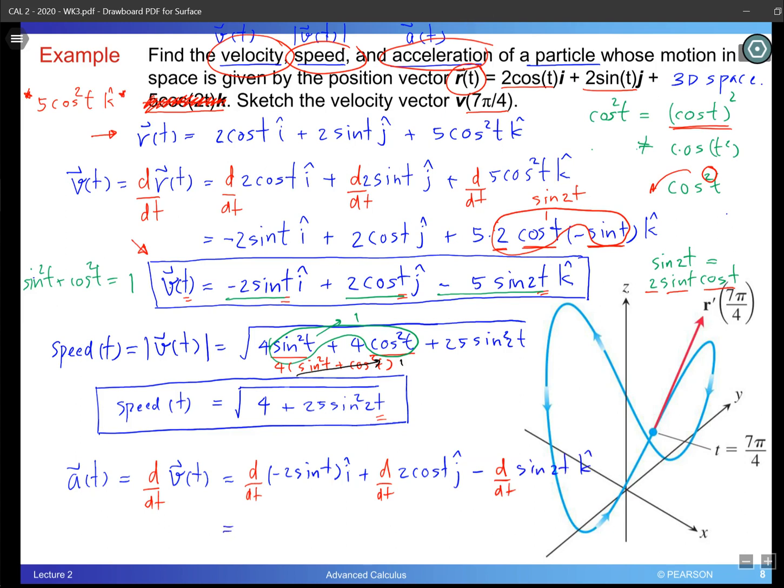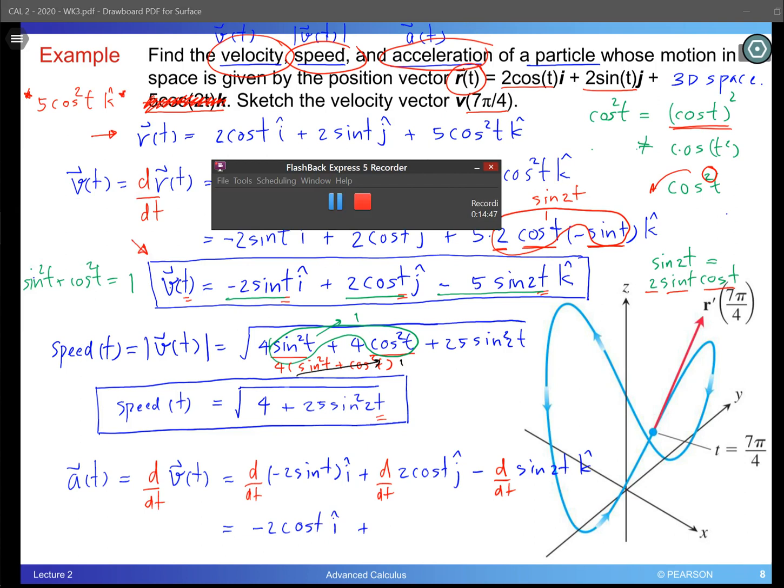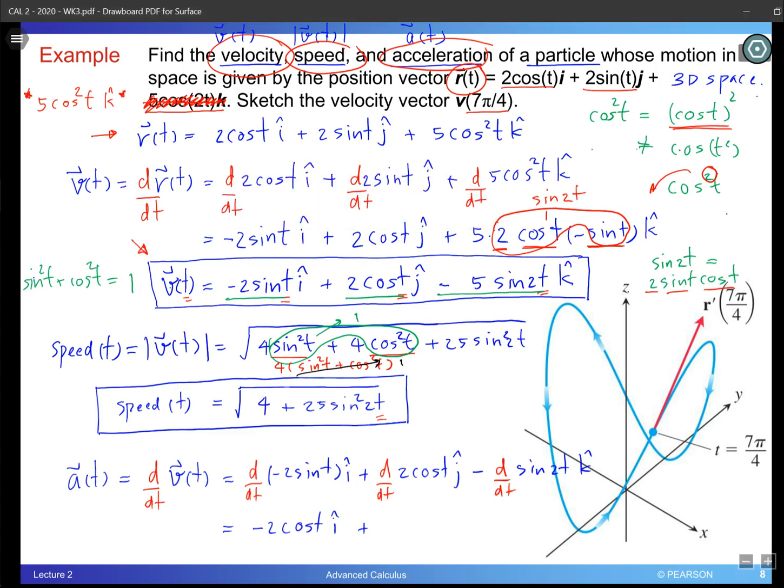So here I need to differentiate sine, so I get minus 2 cosine t i hat, plus here I differentiate cosine t. Sorry, I got interrupted. So back to the second component of the a vector. We are supposed to differentiate 2 cosine t here. I get 2 and minus sine t. So here I'm going to put the minus sign at the front. So this has become minus, and this we have j hat.